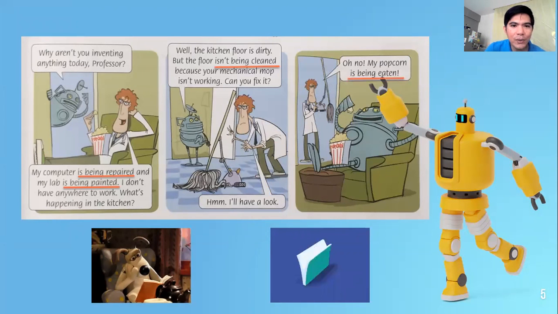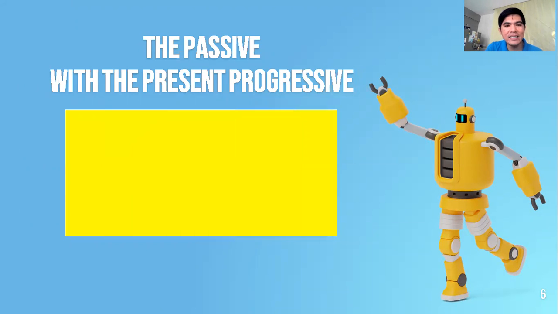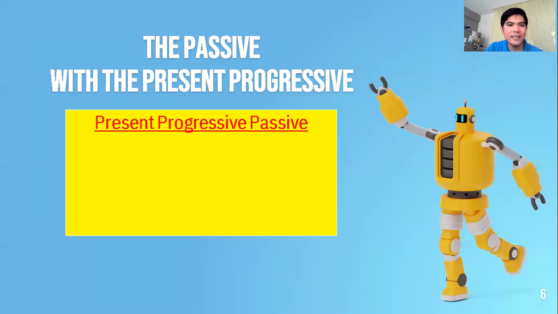Have you observed those underlined words? Now, we will talk about those words. What are those words, Sir Joey? That's the passive with the present progressive. Yes, this is our last lesson about the passive. Remember, we have the present passive, and then we have the past passive. Now we have the present progressive passive. I call this PPP, present progressive passive.